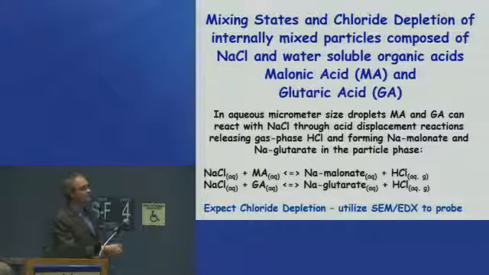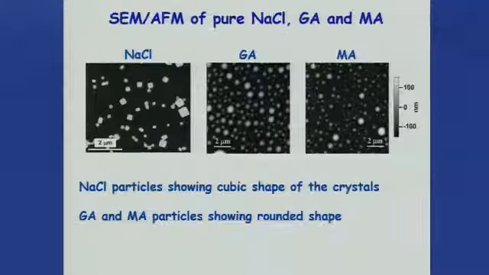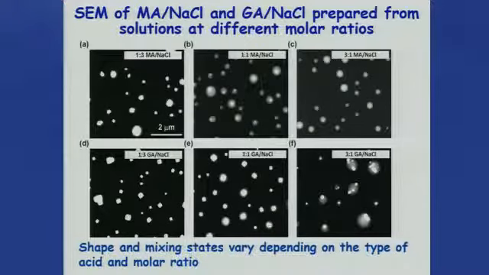So what we did, we utilized SEM EDX to probe such reactions on an individual particle basis. Very briefly, here are the results. This is sodium chloride, this is glutaric acid and malonic acid. We see nice cubic structures for chloride and rounded for both acids. When we start to mix them, you see very interesting changes in terms of the mixing ratios. As you increase the fractions, we go from more cubical to more rounded structures. I would like to point out that 3 to 1 is a really nice homogeneous mixture.